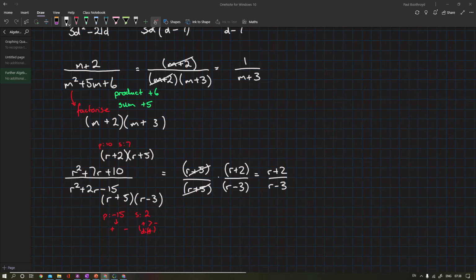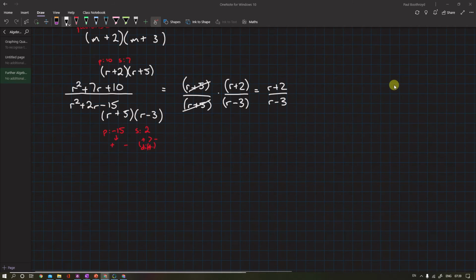So let's see more. Let's do one more really grotty one with numbers in front of the x squared. So we've got x plus 5 over 2x squared plus 7x minus 15.